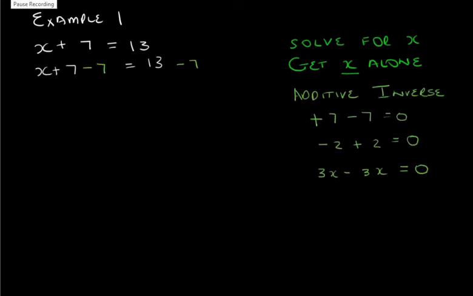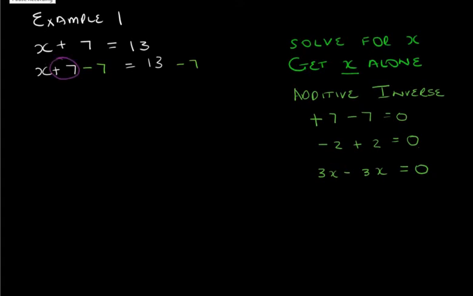To get rid of the 7, we need to look at a concept called additive inverse. Now the additive inverse is that which makes an expression equal to 0. So plus 7, what makes plus 7 equal to 0? Minus 7. So plus 7 minus 7 is 0. Likewise, minus 2 plus 2 is 0. And 3x minus 3x is also equal to 0.